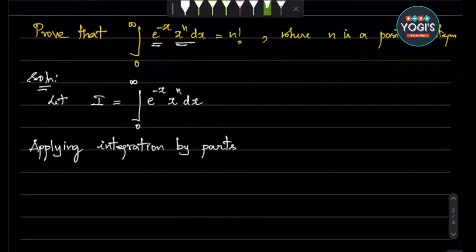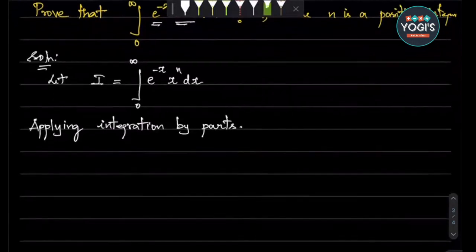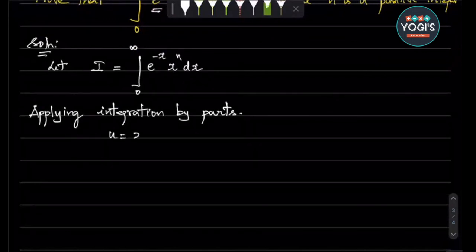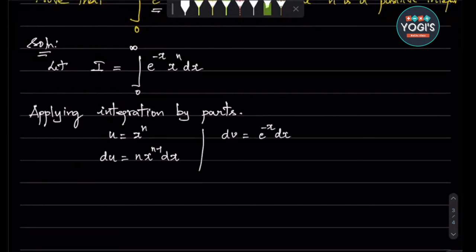So what will be your u and what will be your dv here? U is x power n. Very good. So u is x power n. So what is your du then? N into x power n minus 1 dx. What is your dv? E power minus x dx. So what is your v then? Minus e power minus x.